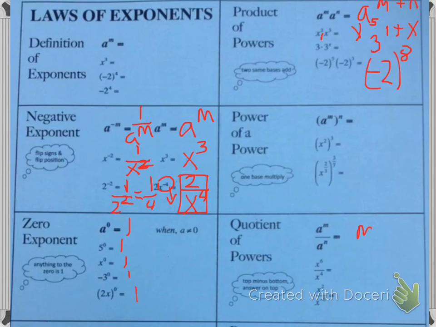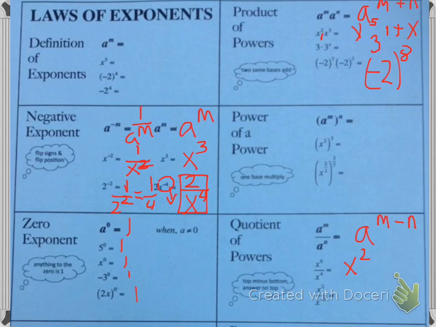When you have the same base, when you divide, you subtract. So this would be a, and then m minus n. So x to the 6 divided by x to the 4th, I'm going to subtract. 6 minus 4 would be 2.